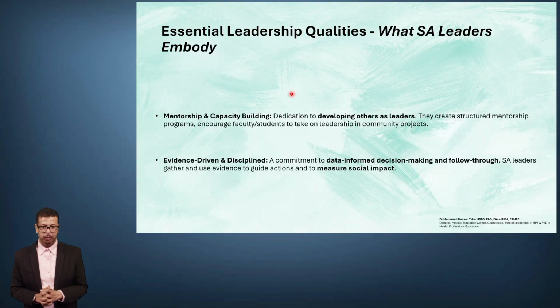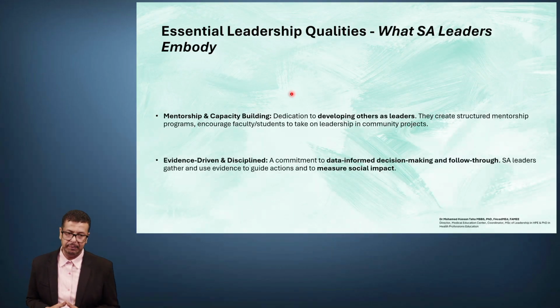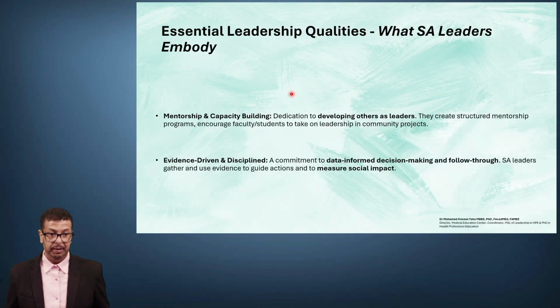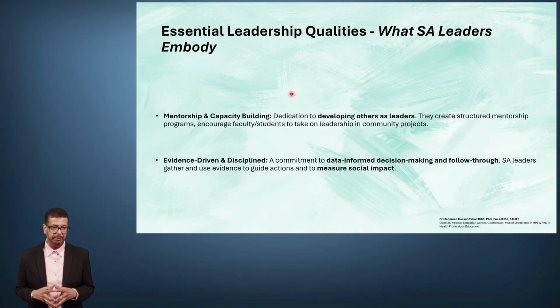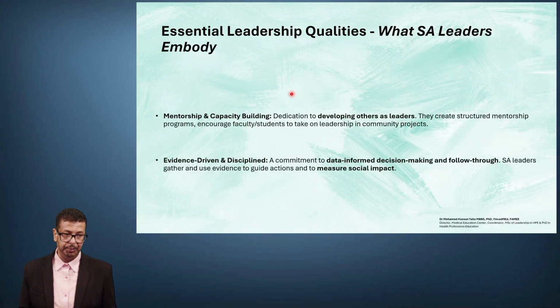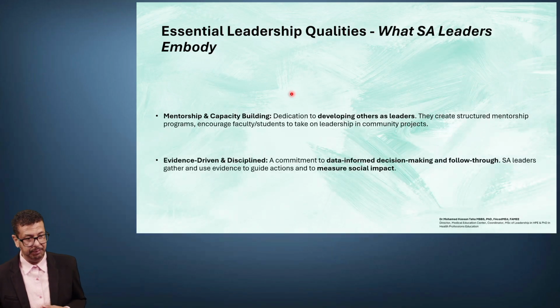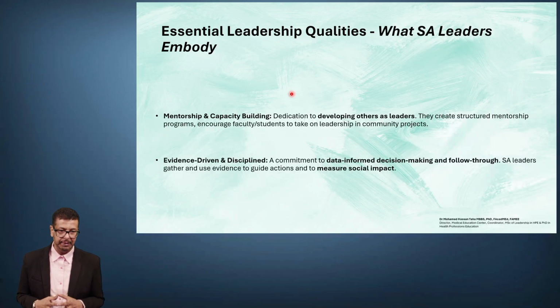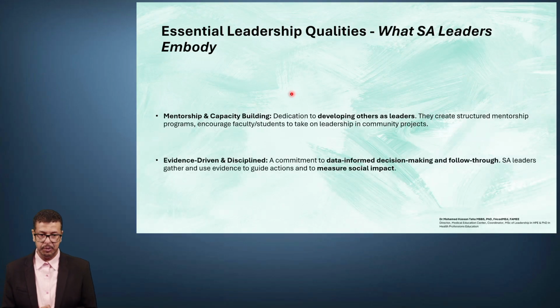Also, regarding the quality of leaders that can foster social accountability, they should be evidence-driven and disciplined, with a commitment to data-informed decision-making and follow through. So such leaders should gather and use evidence to guide actions and measure societal impact.